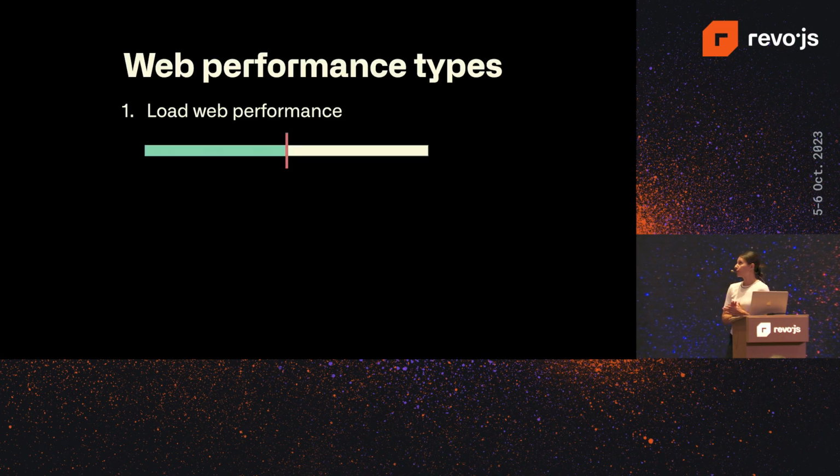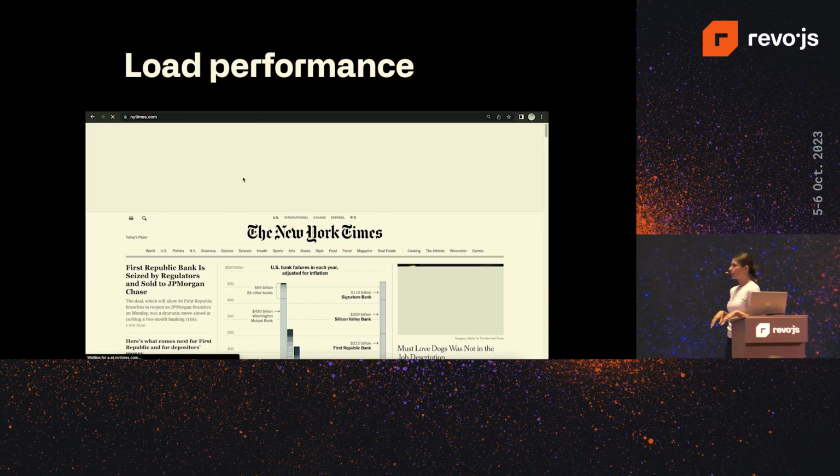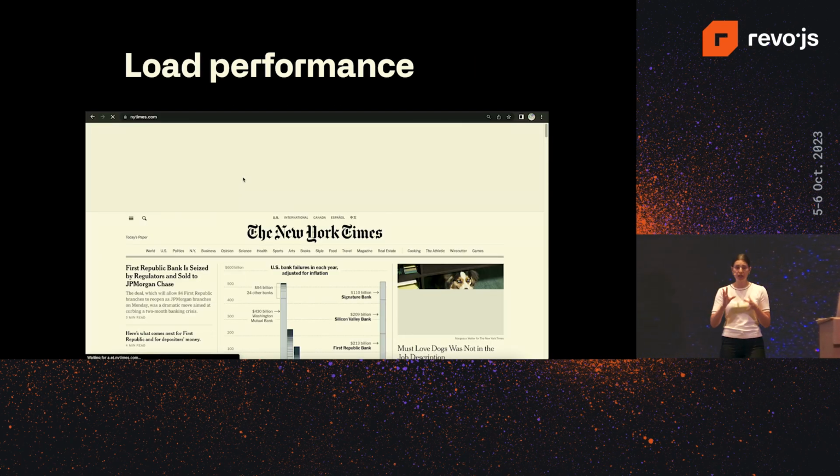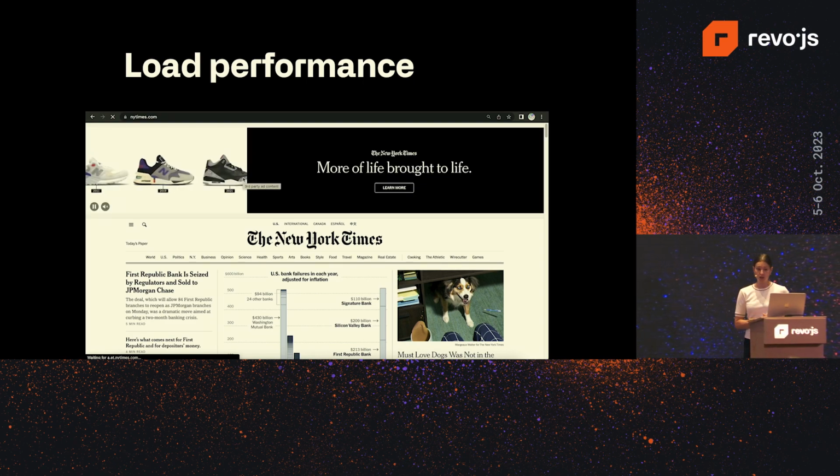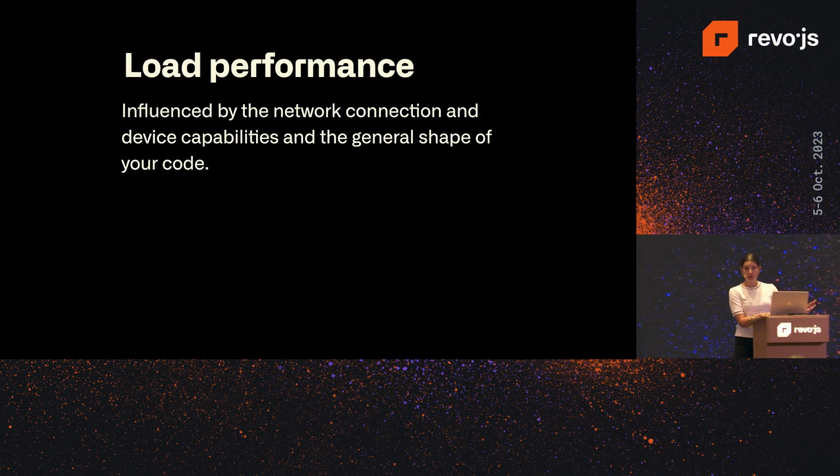The first of three types is the load web performance, and this is about everything that happens from the moment when you decide to open a website and until it loads. So how fast everything is downloaded and shown to you as a user. Here we have a very short recording of a page being populated with elements, and we can see how everything is coming together to be shown to the user as a complete page. Load performance is influenced by the network connection, device capabilities, and the general shape of your code.